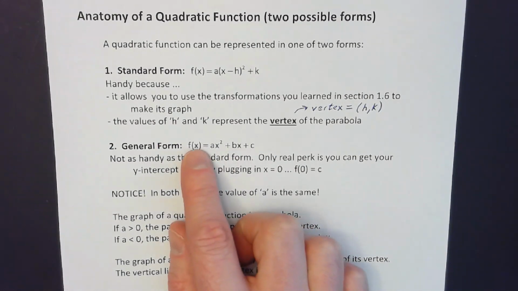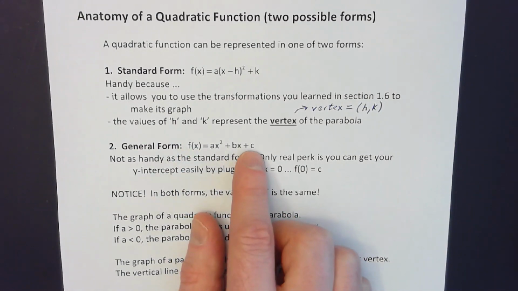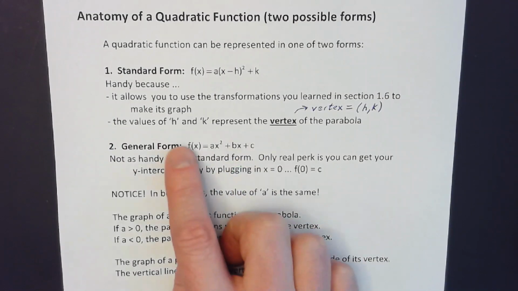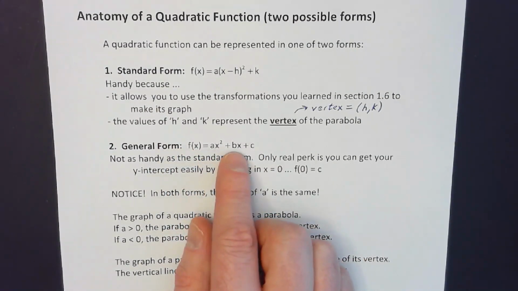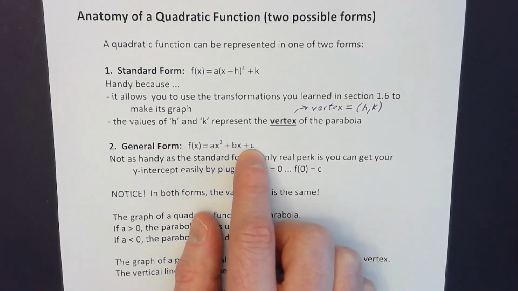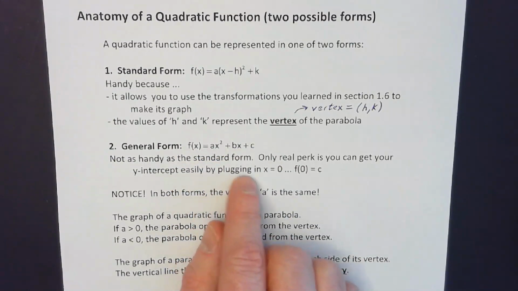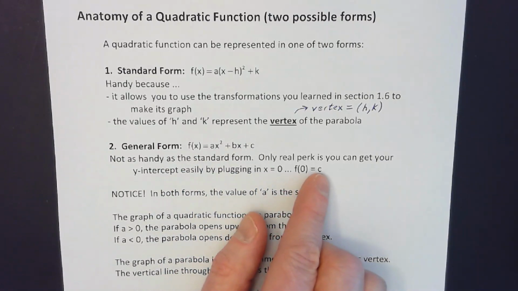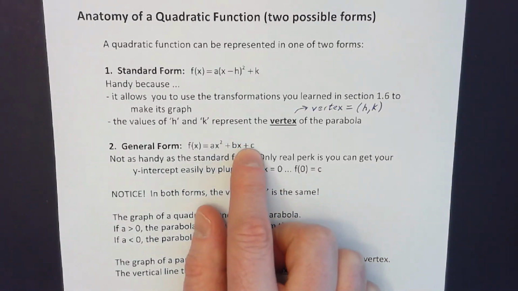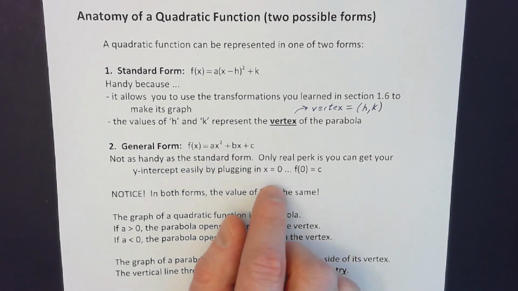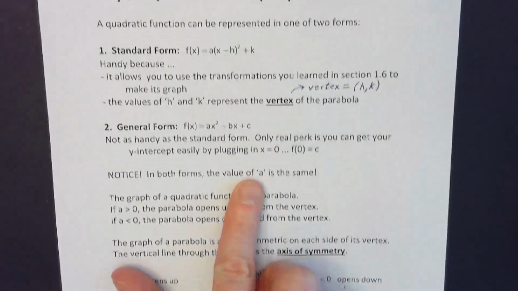One thing that is nice with this, though, is it's very easy to see what the y-intercept is. Remember, the y-intercept always occurs when x is 0, but if x is 0 in this case, you're just going to be left with c. So that's why I say you can easily find the y-intercept by plugging in a 0, and you'll always get whatever the constant is in your formula, ax squared plus bx plus c.